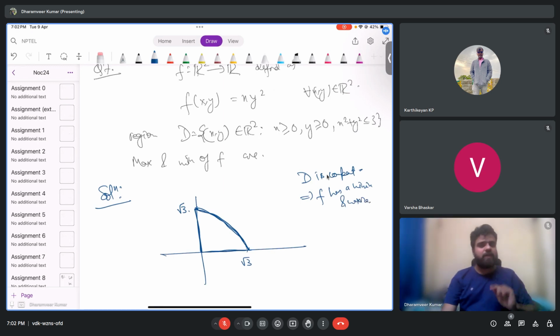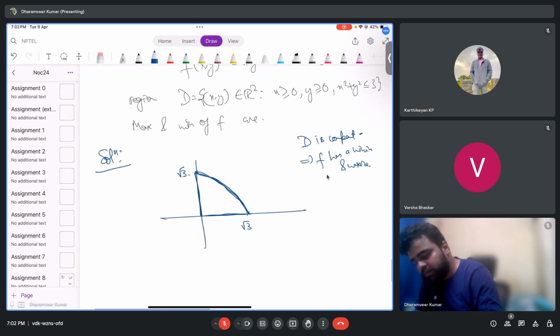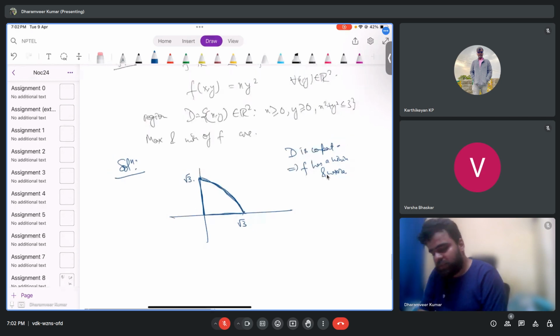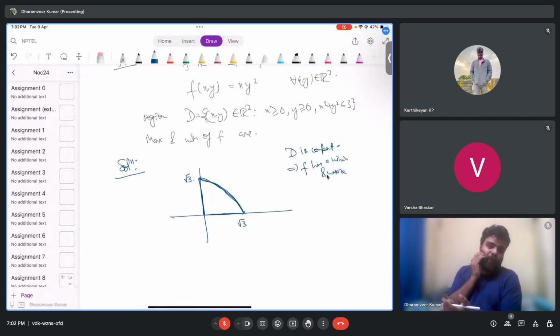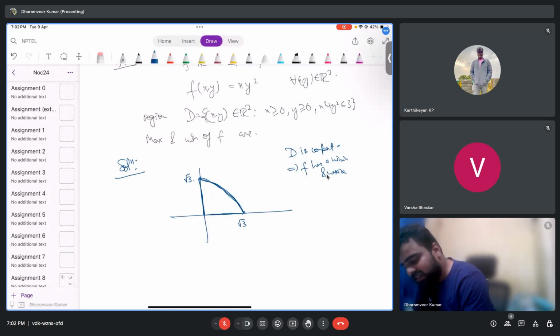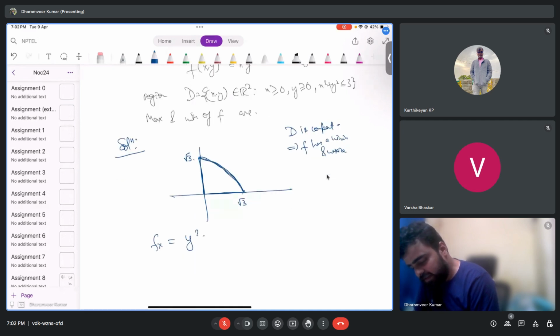So F has a minimum and a maximum. So we have to check the boundary and the open set inside. Okay. So now let's see where fx is equal to 0. So fx is nothing but y square, and it is 0 for all y equal to 0.